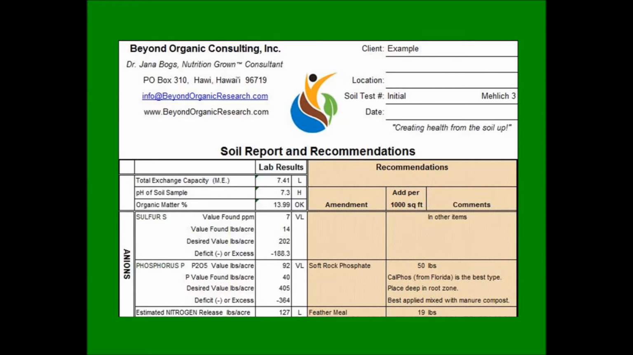Here, sulfur and phosphorus. These are called anions, so they're making your soil more acidic. Now let's just take a look at phosphorus here. This one, in this particular example, was very low. We're going to add soft rock phosphate, which is an organic type soil amendment. We're going to add 50 pounds per 1,000 square feet of soil. And then there are some instructions there also about how to add it.